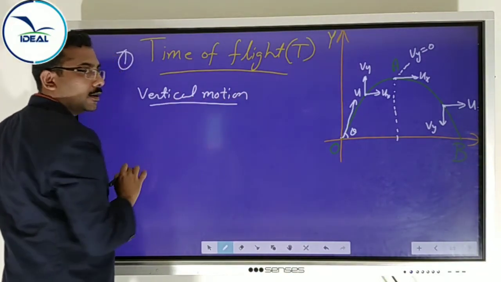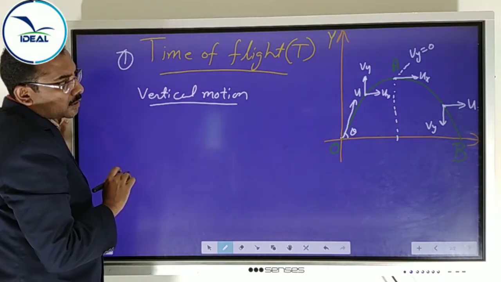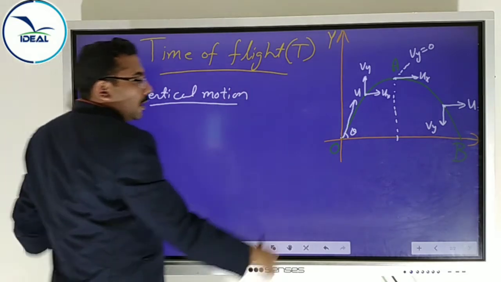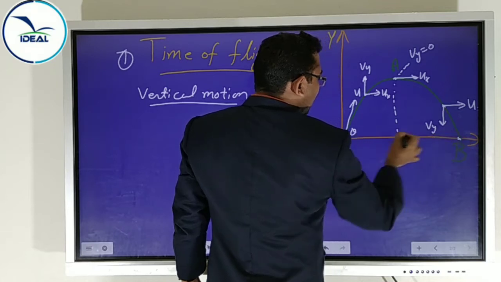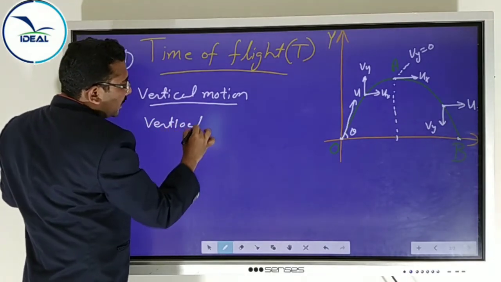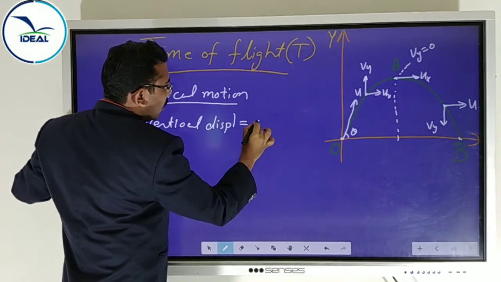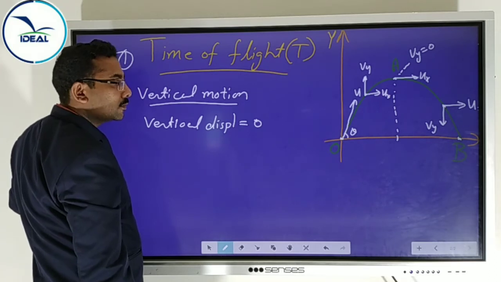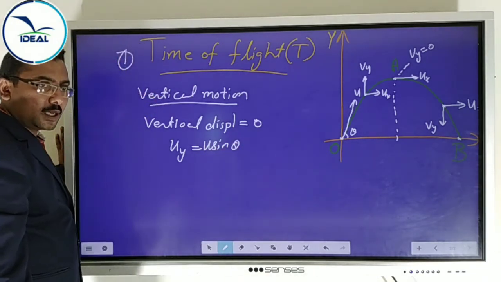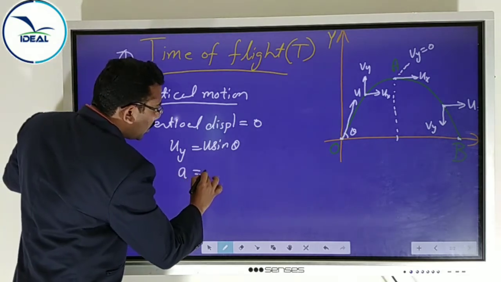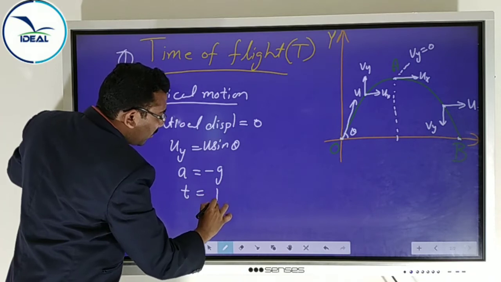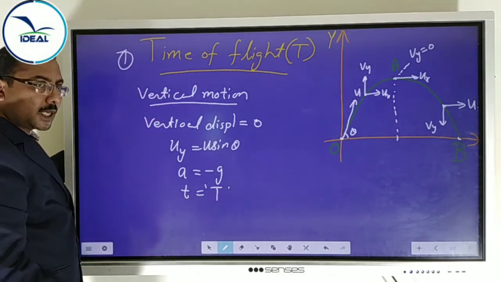In this projectile motion, we consider the vertical motion of the projectile. Vertical displacement: what is the initial point and what is the final point? It is the same vertical height, so vertical displacement is equal to 0. Vertical velocity uy equal to u sin theta, the initial velocity. We can take a equal to minus g because the body is thrown upward. Time can be taken as capital T, the time of flight.